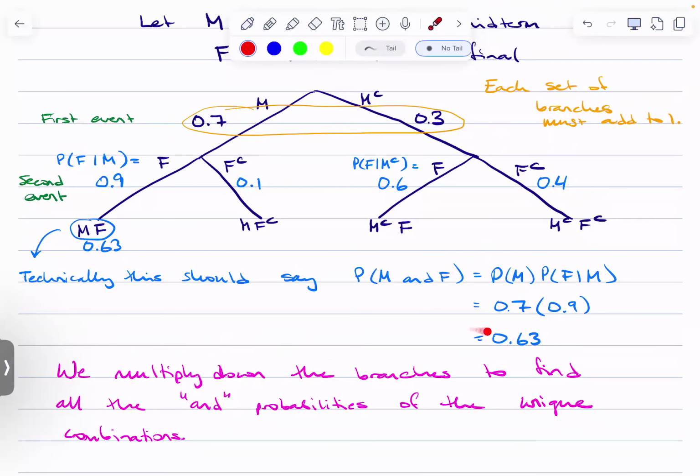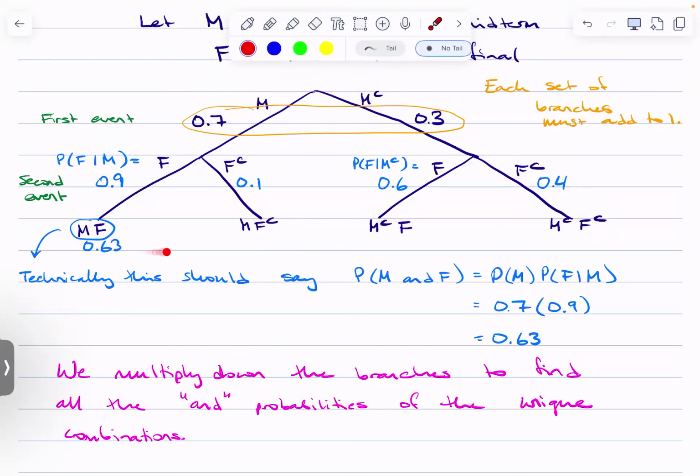So instead of showing all this work, usually what I do is you can just multiply down each branch and jot down what the number is. Okay? Making sure you don't round unless you absolutely have to. And there's a reason for that. Can you guess what it is?